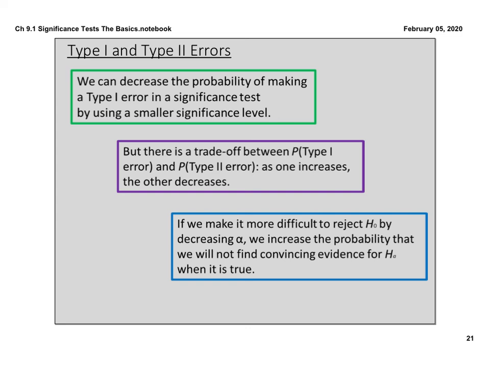We can decrease the probability of making a type 1 error in a significance test by using a smaller significance level. But there's a trade-off between type 1 error and type 2 error. As one increases, the other decreases. That's an ebb and flow. If you lower your significance value, you have more probability of making a type 2 error. So if we make it more difficult to reject the null by decreasing alpha, we increase the probability that we will not find convincing evidence for the alternative when it is true. So if you lower your type 1 error, your type 2 error goes up.